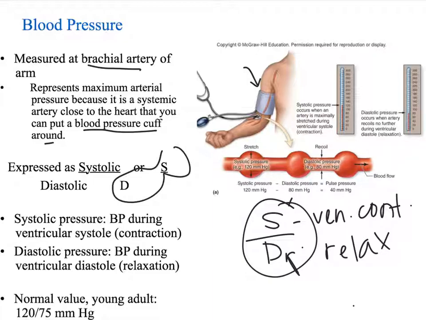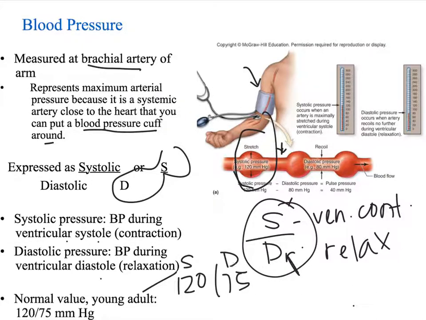Here's an example of the highest pressure, and then here would be where the pressure is lower. And I have that all written out here. So systolic pressure is blood pressure during ventricular systole, and diastolic pressure is during ventricular diastole. So the normal value for a young adult, they say, is 120 over 75. That's like a normal blood pressure. So this would be the systolic and this would be the diastolic.